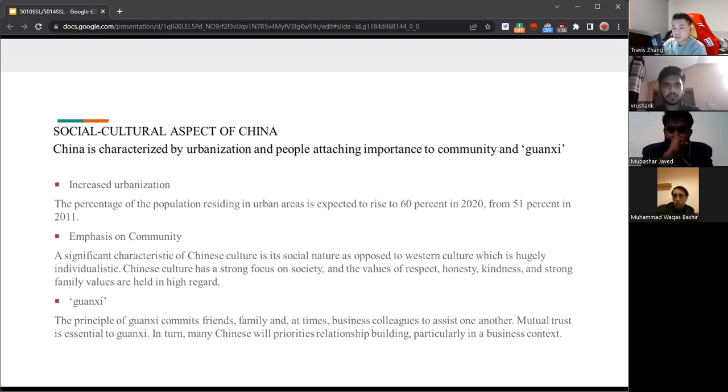The principle of Guanxi commits friends, family, and at times business colleagues to assist one another. Mutual trust is essential to Guanxi. In turn, many Chinese will prioritize relationship building, particularly in a business context. It is an important concept in interpersonal interaction in China, used to describe a relationship that may also result in the exchange of connections or favors that benefit both people.